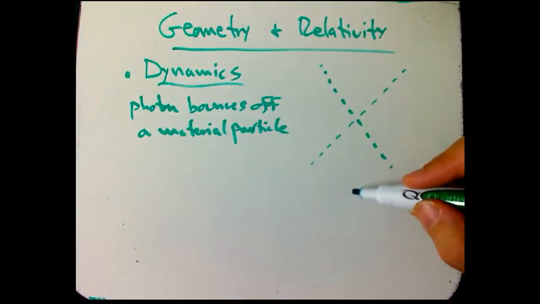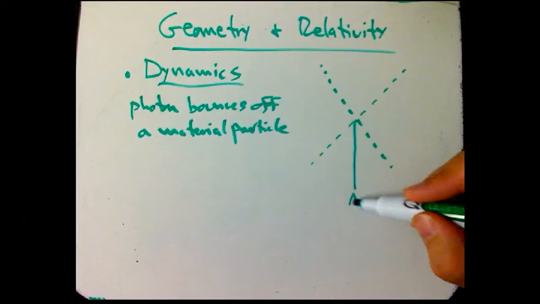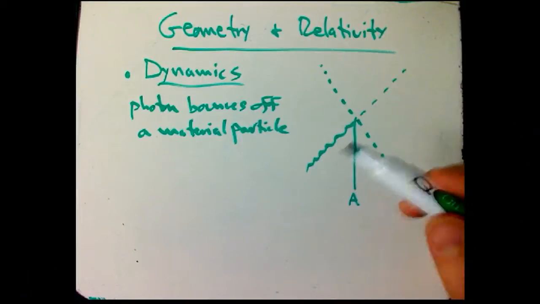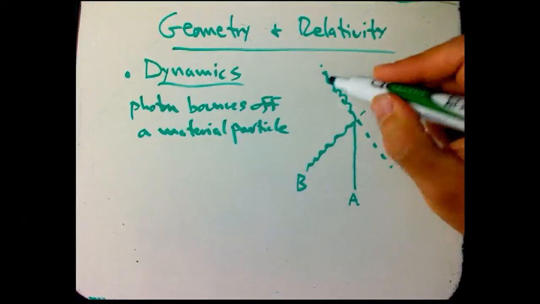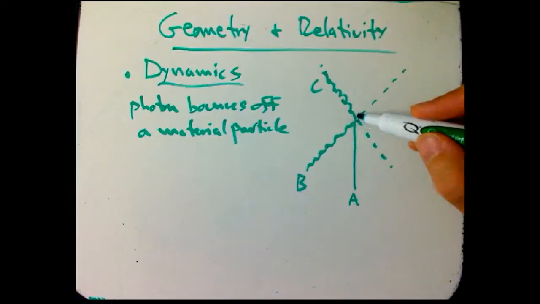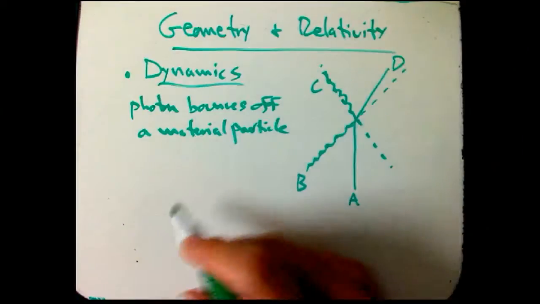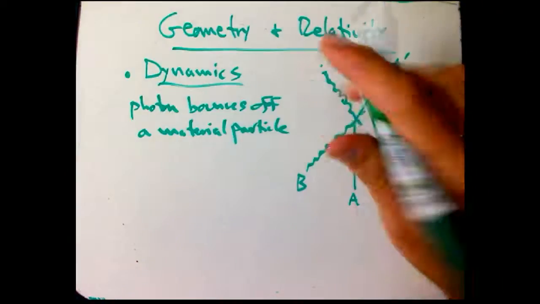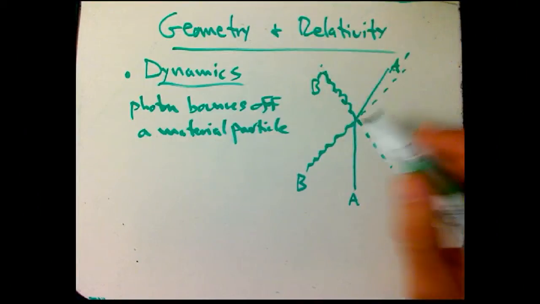So let's suppose the material particle is going up like this. That's A, and then here is a photon, let's call that B. And then it bounces off and goes off in this direction, C, and the material particle changes its direction. Let's call that D. Okay. And so let's call it A prime, because we think of it as the same particle. And maybe we call this B prime. We shouldn't think of it as the same photon, but we'll call it B prime anyway.